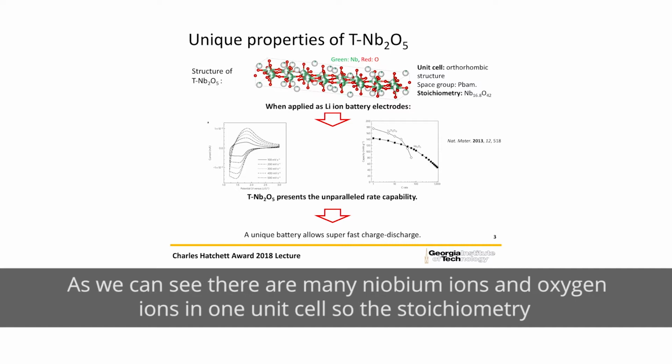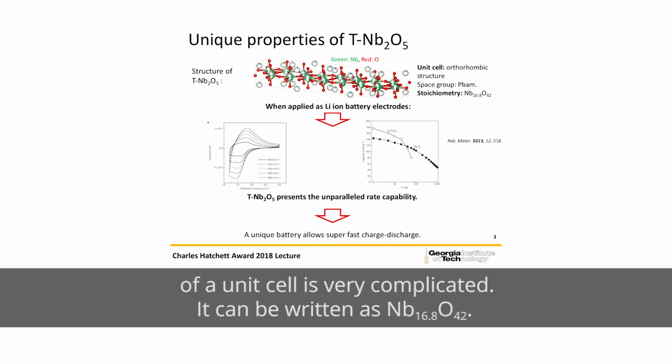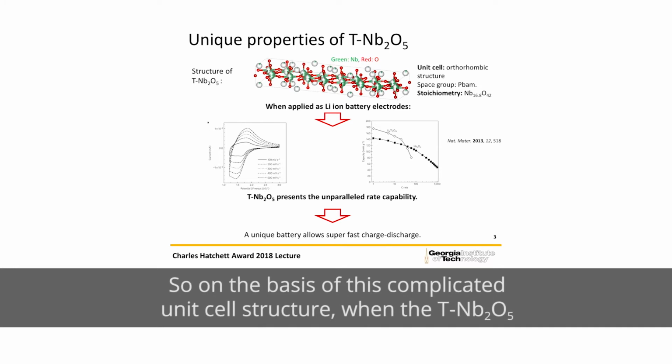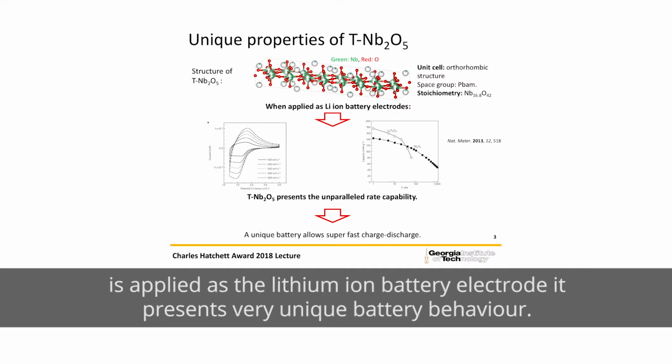As we can see, there are many niobium ions and oxygen ions in one unit cell, so the stoichiometry of a unit cell is very complicated. It can be written as Nb16.8O42. So on the basis of this complicated unit cell structure, when the T niobium oxide is applied as the lithium battery electrode, it presents very unique battery behavior.